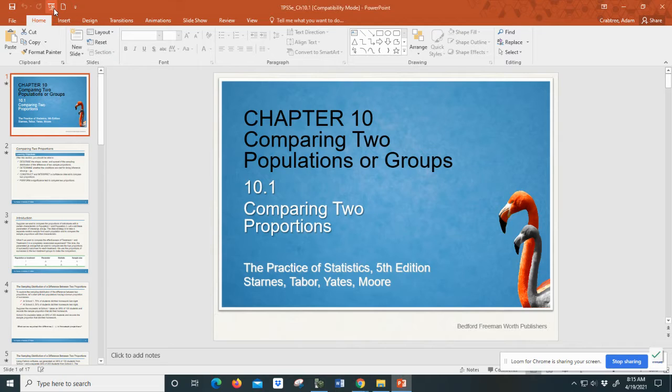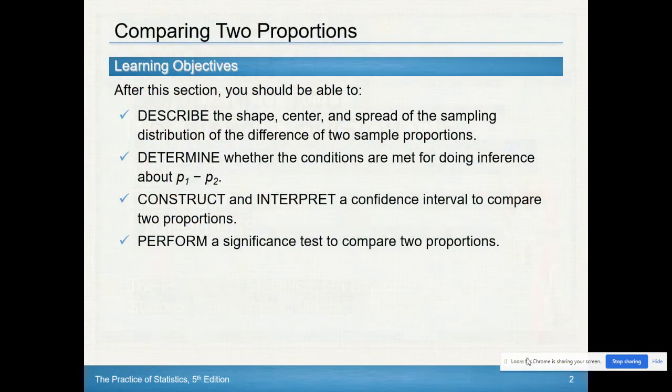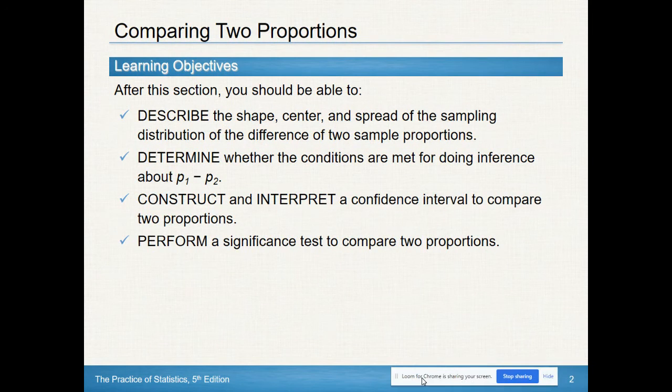So, to get started here, our objectives for today are, after this section, you should be able to describe the shape, center, and spread of the sampling distribution of the difference of two sample proportions. You should be able to determine whether the conditions are met for doing inference about P1 minus P2. And then you should be able to construct and interpret a confidence interval to compare two proportions and perform a significance test to compare two proportions.